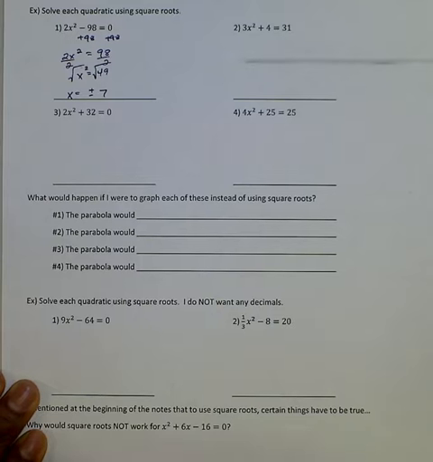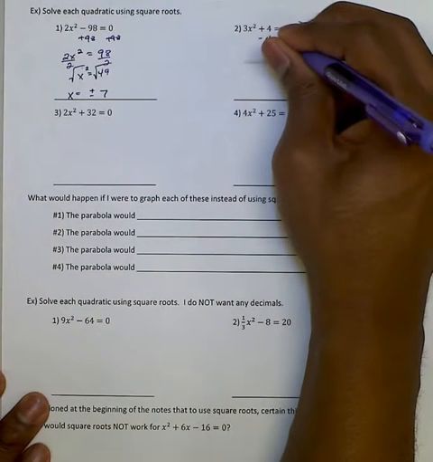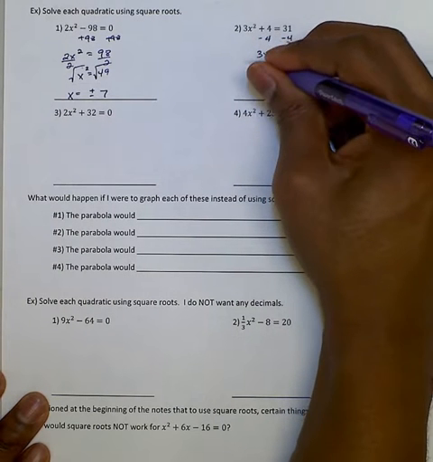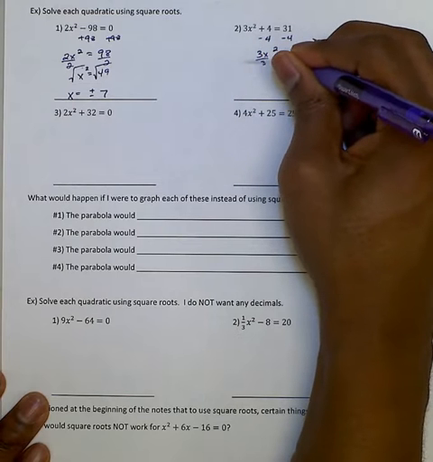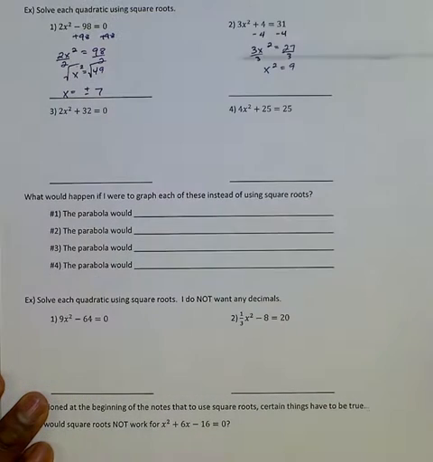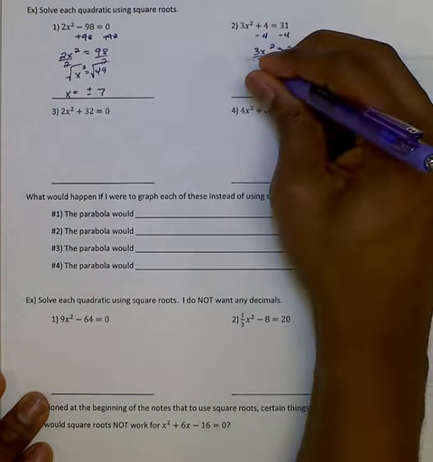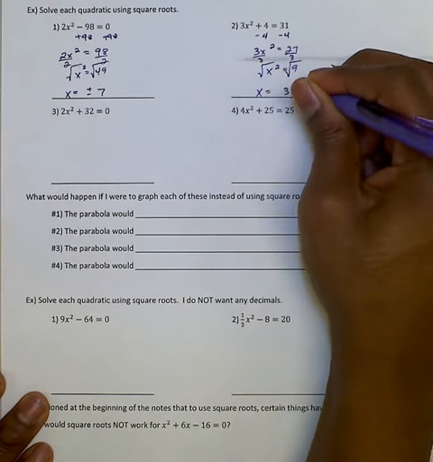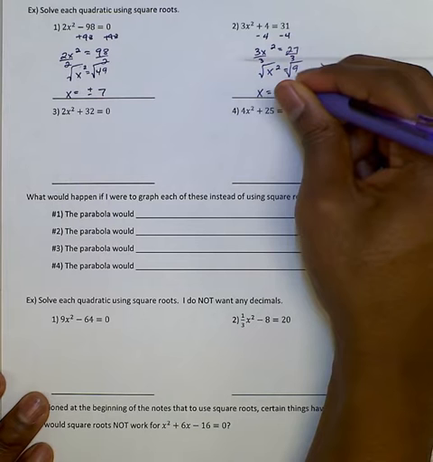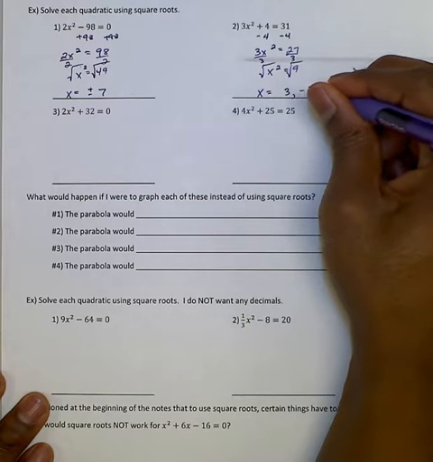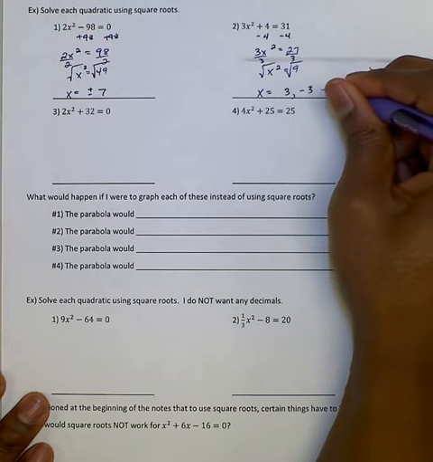Number 2, subtract 4 from both sides. 3x squared equals 27. Divide by 3. x squared equals 9. And so from there we have to take the square root of both sides. Get x equals 3 or negative 3. So you could write it like this, as long as you don't put the parentheses around it to make it seem like a coordinate. But most of the time you'll see it written as plus or minus 3.